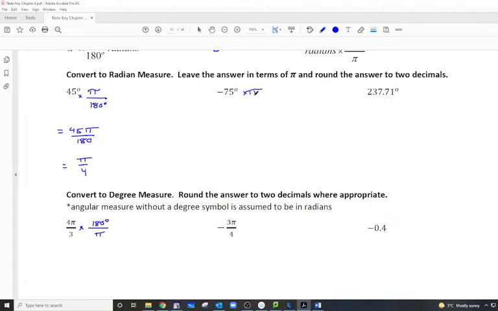So I'm going to times by pi, divide by 180, and then I'm going to simplify my fraction. So 75 over 180 simplifies to 5 pi by 12.